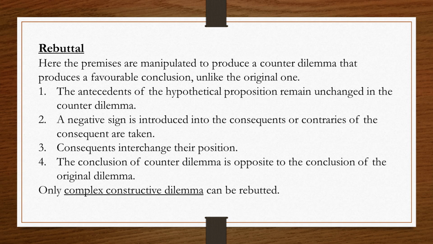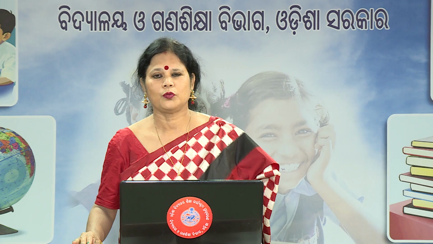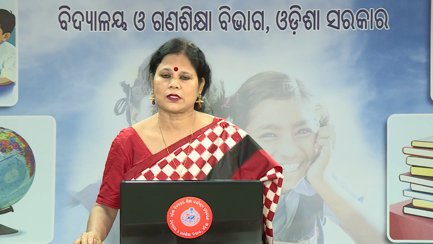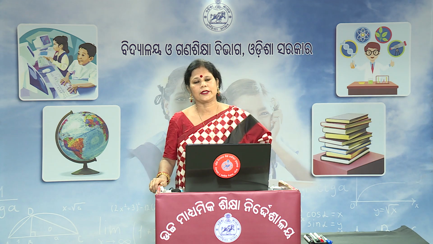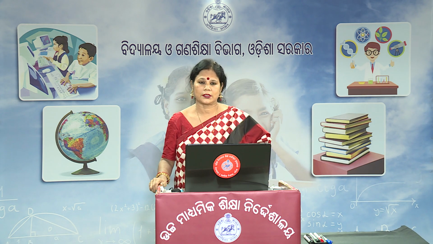Then the next step, we transpose both the consequents. We interchange the place of the consequents. That means the first consequent will come to the second one and the second consequent will go to the first one. Then we will get the conclusion which will be a favorable conclusion.